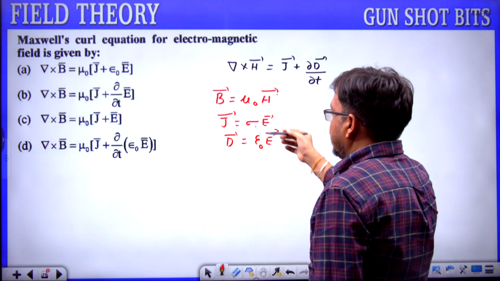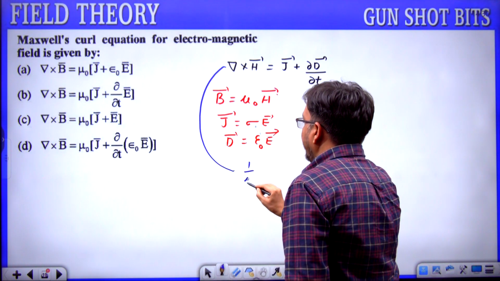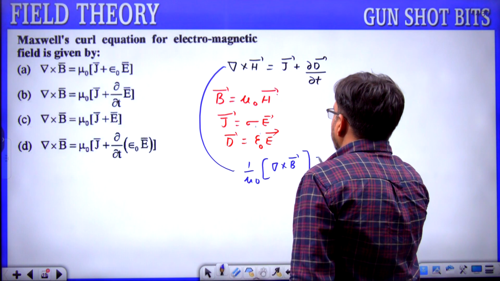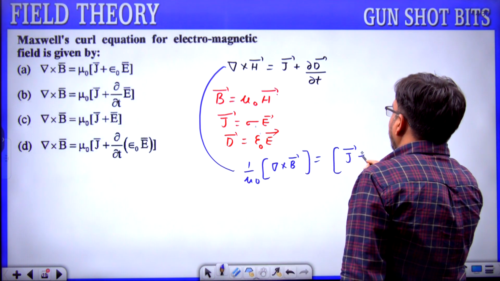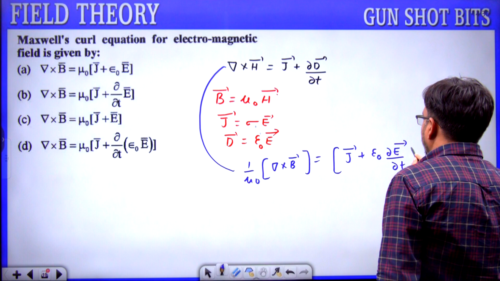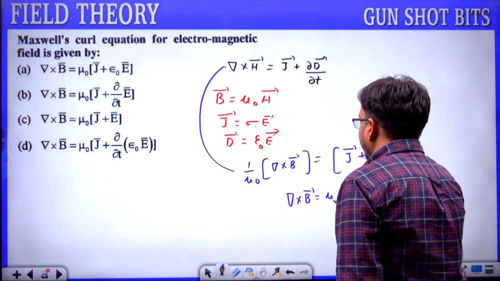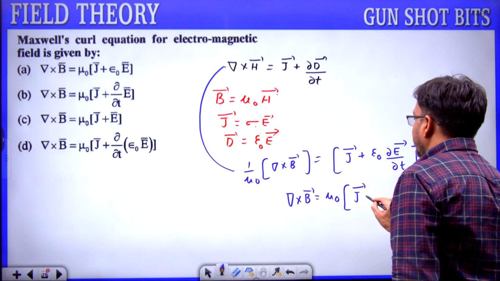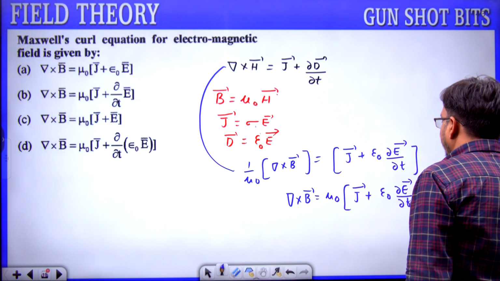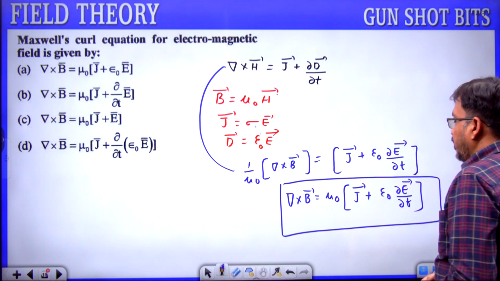See here, by using these three equations, I am writing the first equation: H equals B by mu naught, so 1 by mu naught into curl B is equal to J, as it is, plus epsilon naught dou E by dou T. Then curl B equals mu naught into J plus epsilon naught dou E by dou T. Curl B equals mu naught into J plus epsilon naught dou E by dou T.